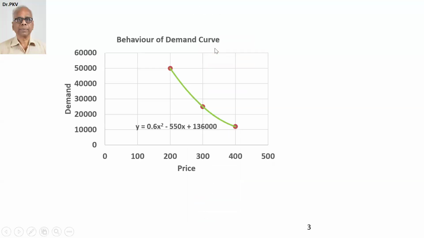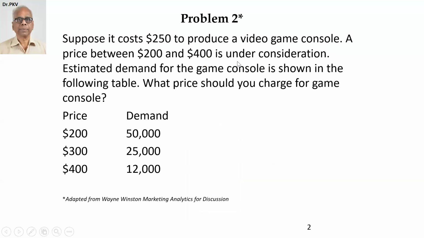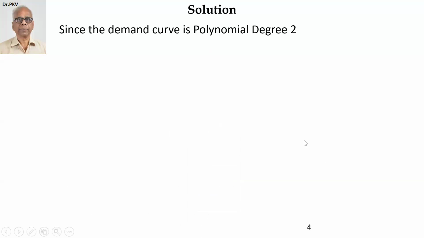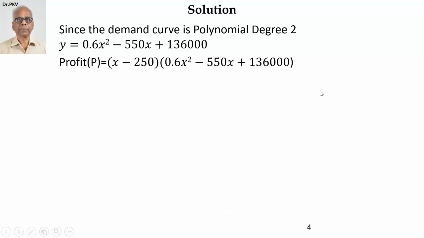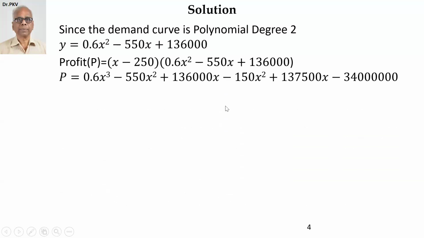Let me just go back to that and show you. So it costs $250, okay? So that's what I put here. Upon simplification, profit becomes equal to, because contribution is x minus 250 multiplied by the demand. This is the contribution or profit per unit multiplied by the demand.